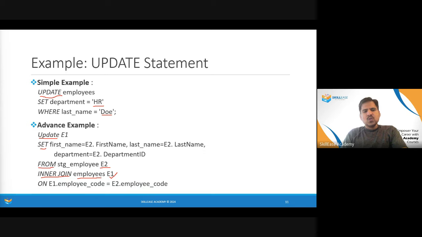But we have a join condition where E1 dot employee code is equal to E2 dot employee code. So wherever the records of the stage employee table match with the employee table, only those data will be updated from the stage employee table.